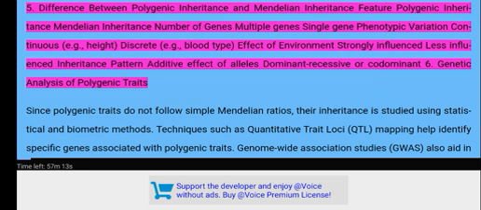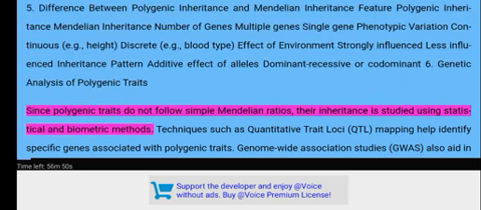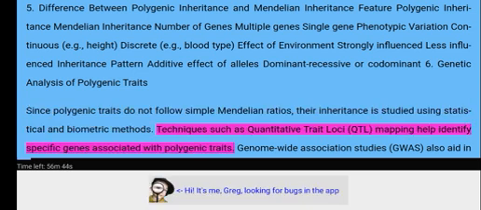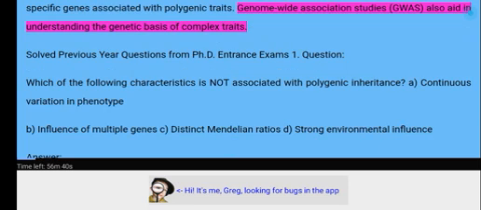6. Genetic analysis of polygenic traits. Since polygenic traits do not follow simple Mendelian ratios, their inheritance is studied using statistical and biometric methods. Techniques such as quantitative trait loci (QTL) mapping help identify specific genes associated with polygenic traits. Genome-wide association studies (GWAS) also aid in understanding the genetic basis of complex traits.